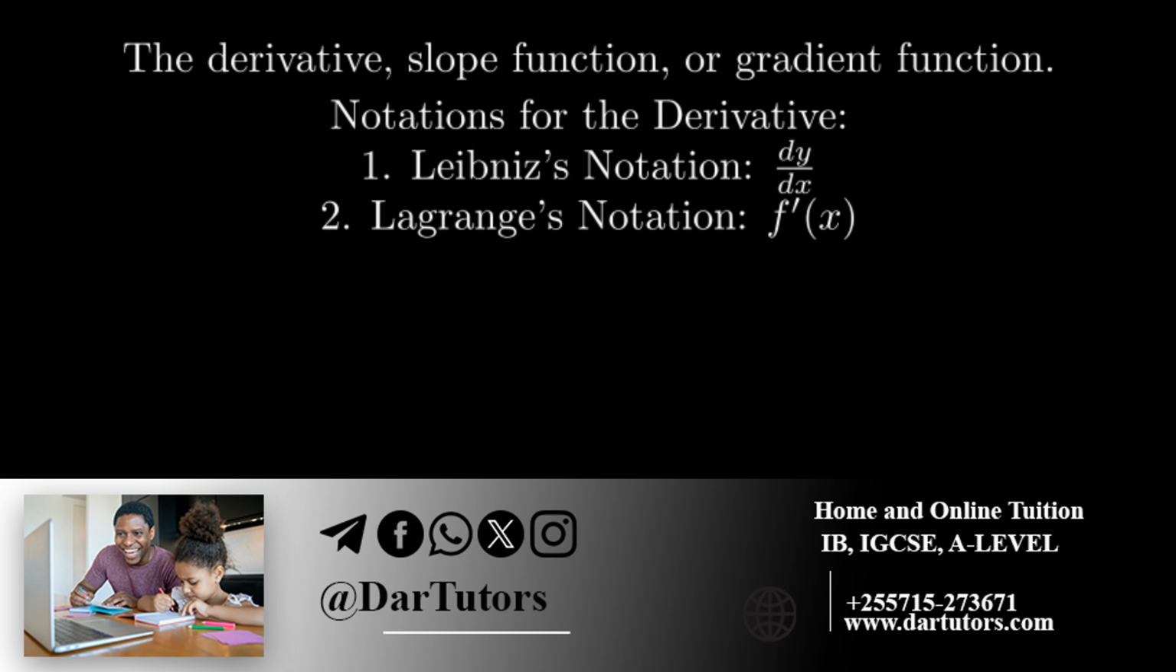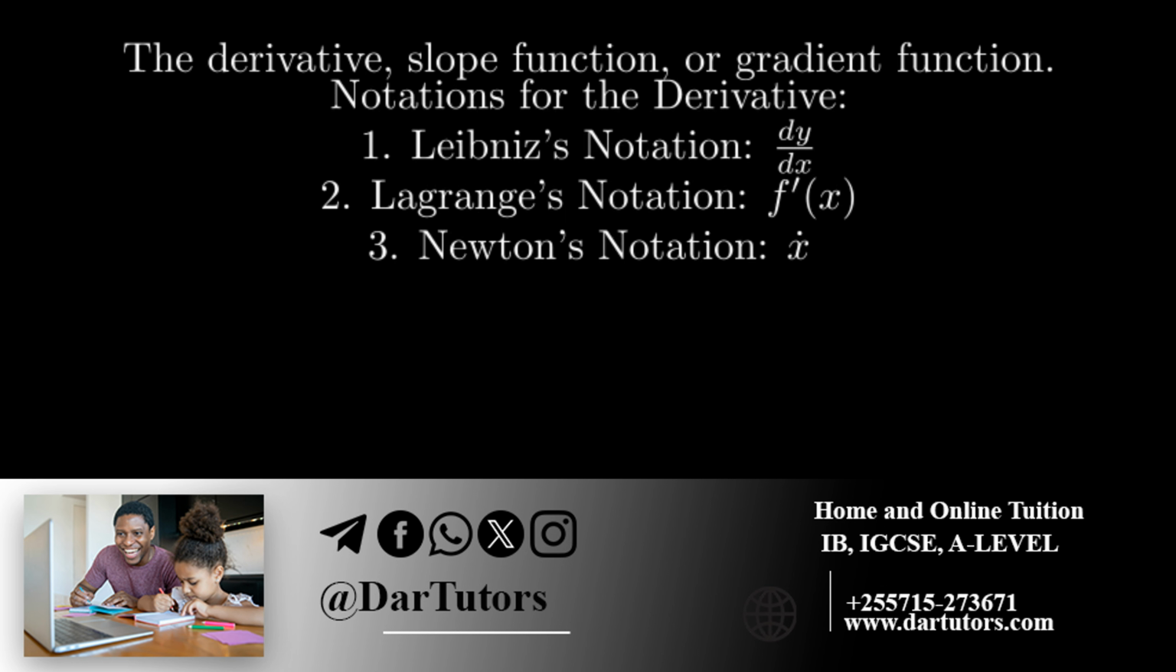Another very common notation is Lagrange's notation. If the function is f of x, then its derivative is written as f prime of x. This prime symbol indicates that we have taken the derivative. In physics, especially when dealing with derivatives with respect to time, you'll often see Newton's notation. A dot over the variable, like x dot, is used to represent dx over dt, or the rate of change with respect to time.